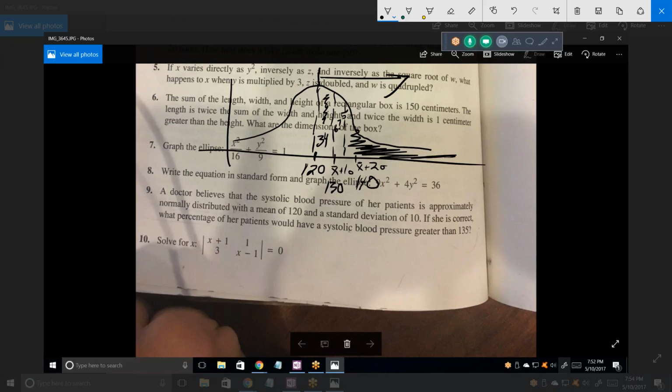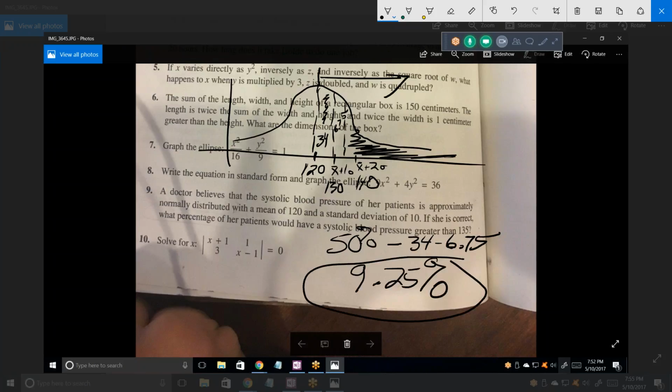So what do I have? I have 50% minus these two zones that are not in the solution set. So minus 34 minus 6.75, that's 40.75, so 9.25% is the answer. That's how many people would have blood pressures greater than 135.